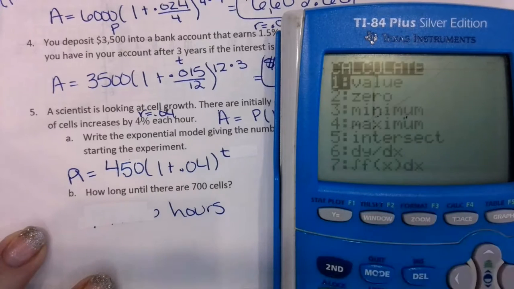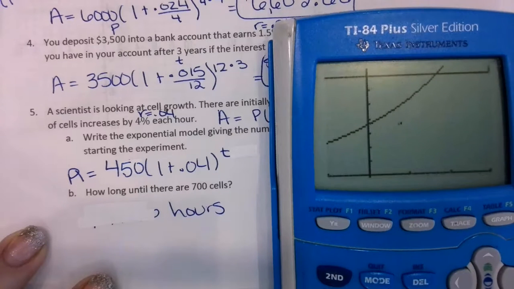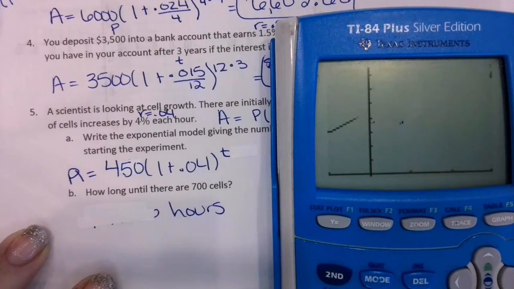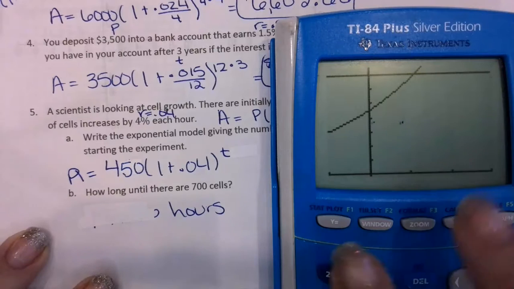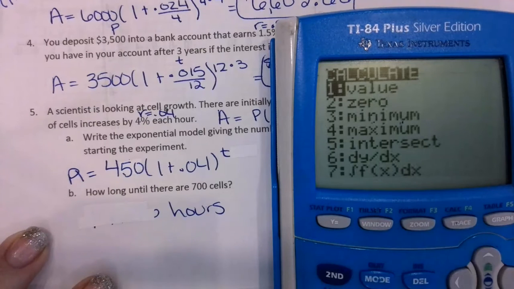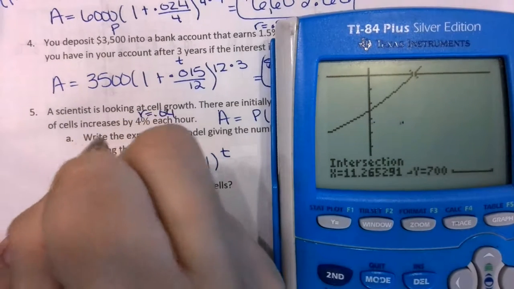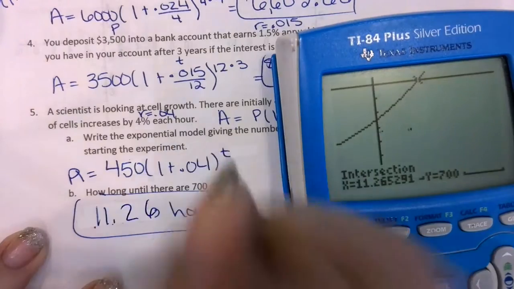Okay, so then I want to go second trace, 5, enter, enter, enter. How did it give me the same answer? Because I didn't change my equation. Okay, I go second trace, and I want to go 5, enter, enter, enter. I get, this time, 11.26 hours. Okay.